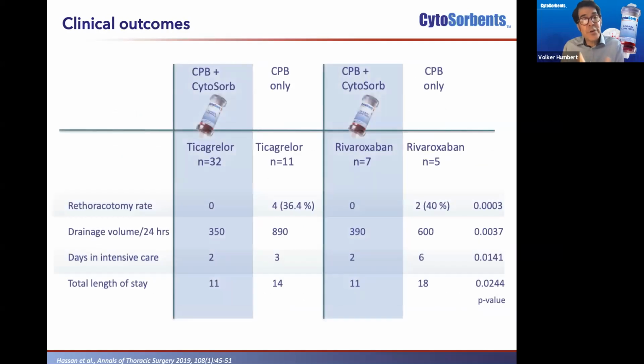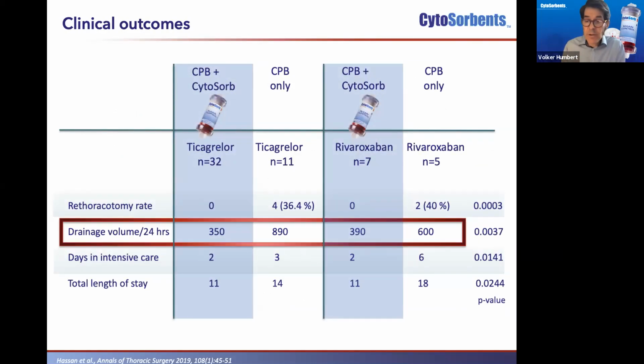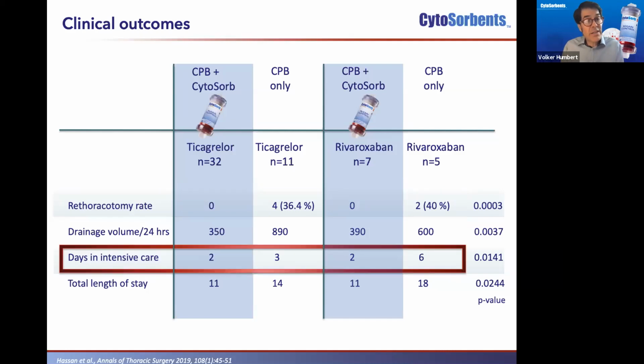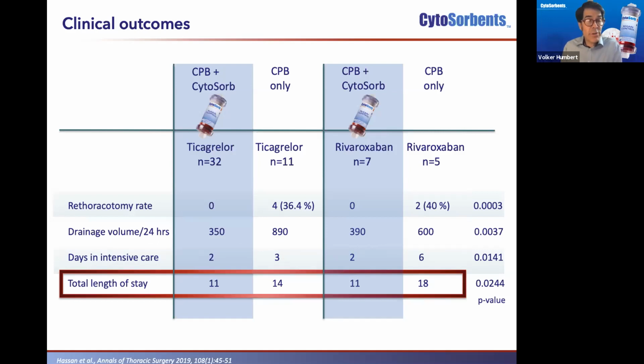This led to further clinical outcome differences. First of all, the rethoracotomy rate, which was not needed in all the Cytosorb patients, but up to 40% in the other patients. Of course, this is only speaking about rethoracotomies due to bleeding complications. And all this resulted then also in a shorter length of stay on the ICU and a shorter total length of stay, which might then also translate into economic aspects or benefits.